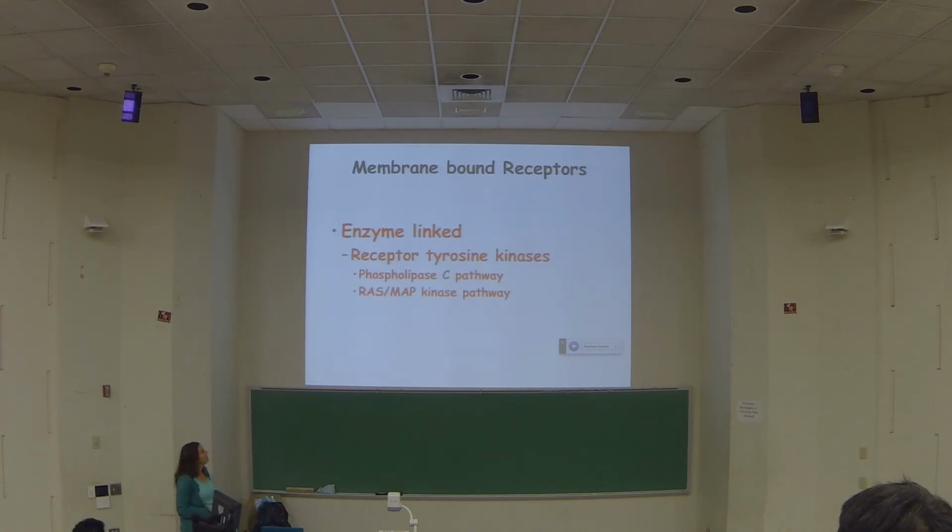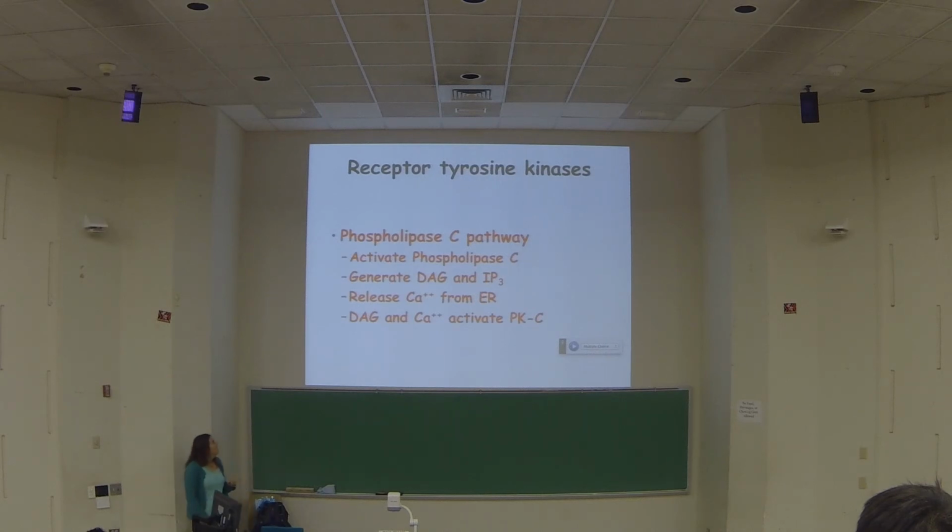Enzyme-linked, we look at two pathways through tyrosine kinase receptors. Phospholipase C, same exact sort of signaling cascade to activate a kinase. The initiation is different in that it has an SH2 domain and binds to the phosphorylated tyrosine. All right, so just like we looked at in G protein coupled receptors, just that activation step is different.